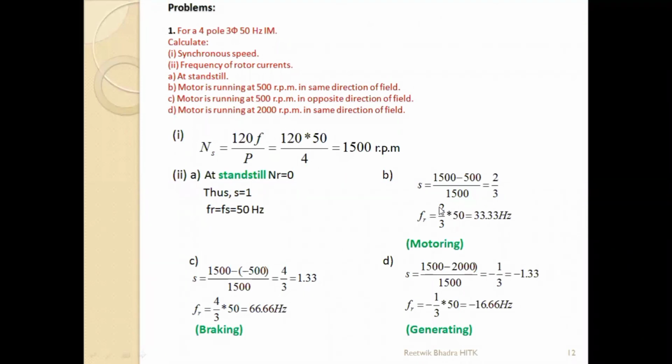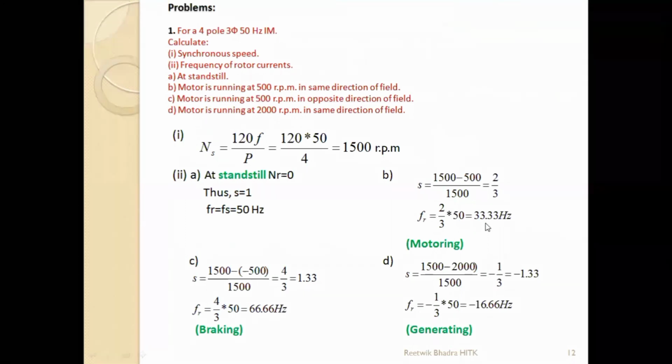Okay, then FR will be 2 by 3 into S into Fs. So 2 by 3 into 50, 33.33 Hz. Just look at it. No need to look at this FR calculation. You just think about the slip calculation for now.